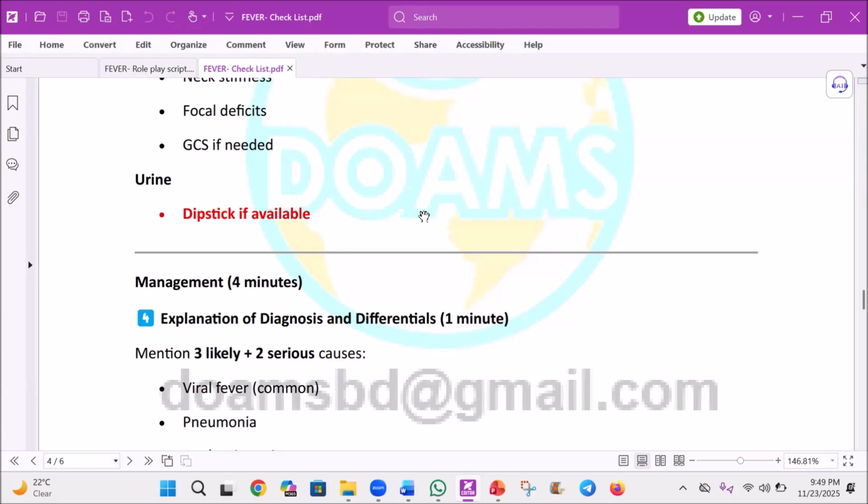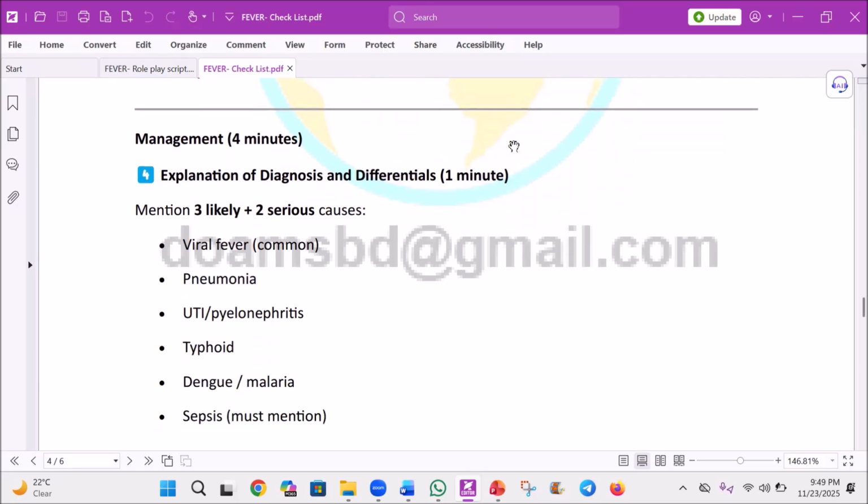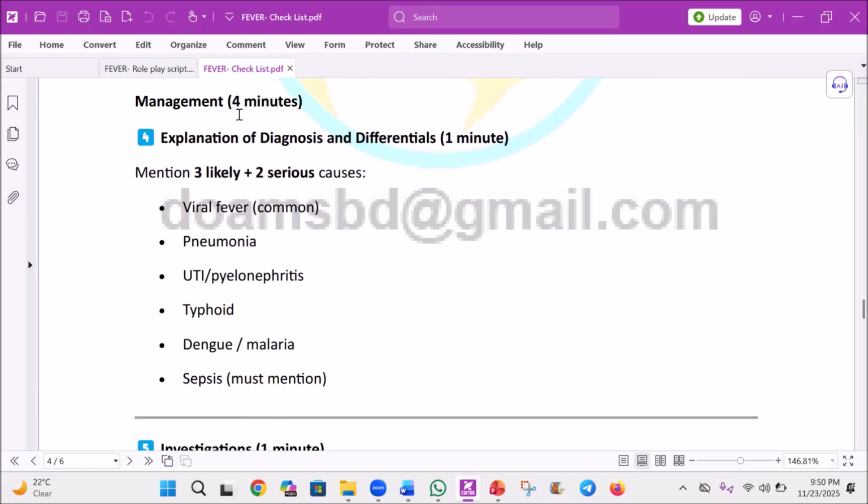Dipstick urine. Clear, Dr. Habib? Yes, sir. Minimum do it. But if the patient has cough, sputum, and other symptoms, and you asked about burning micturition, you may not do a dipstick. This is one scenario. But if you don't have anything, any systemic clue, you must do a dipstick. And the dipstick not only gives you information about UTI, rather it can give you the presence of sugar, protein, and many other informations. Then you go on as a part. Overall, the headline is the management. Near about we budget 4 minutes here.